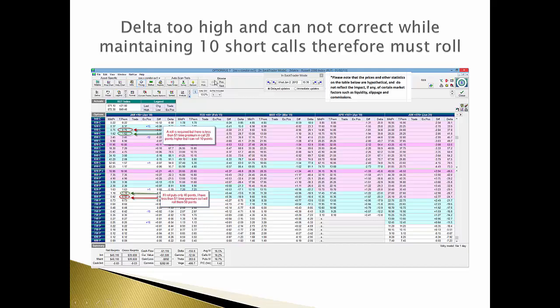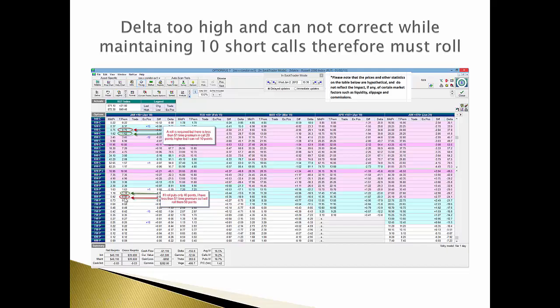So can I roll 10 points? In this case, yes. I still have $1.62, 10 points higher. I can roll back 10 points. That's the best I can do. So I'll roll back 10 points. If I roll these bottom ones up 40 points, I only have 92 cents of credit.